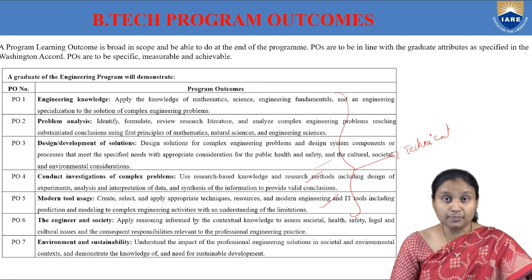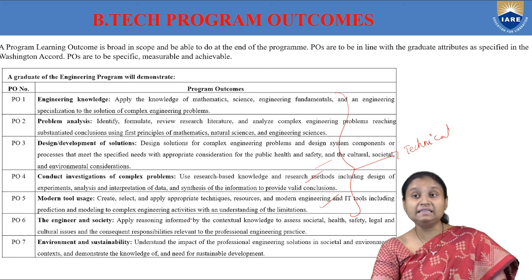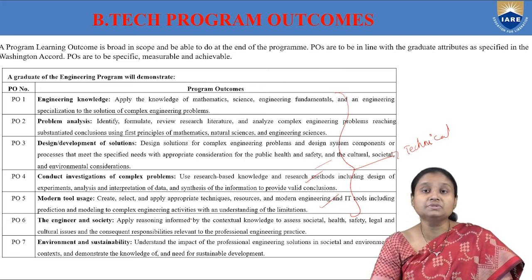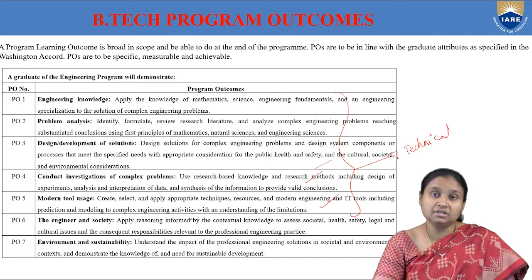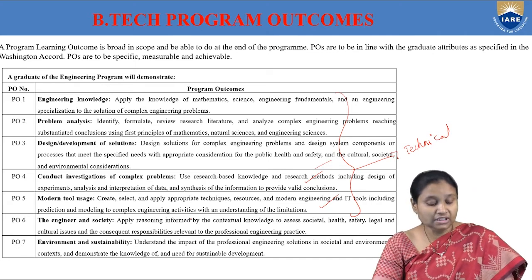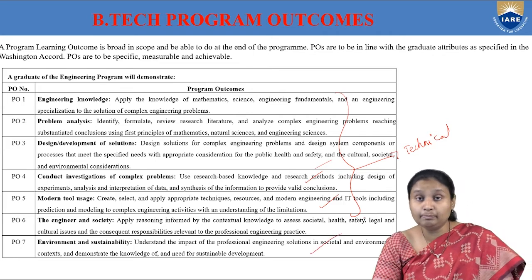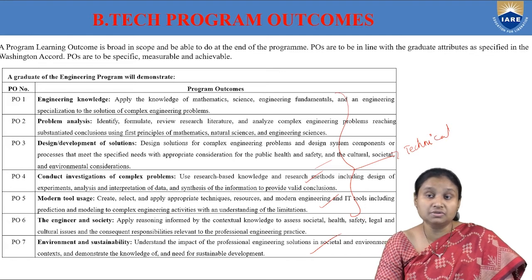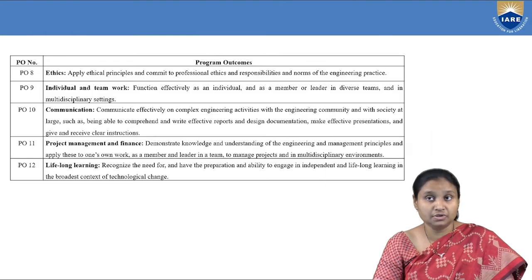So coming to the 6th program outcome, it talks about the engineer and society, where we apply reasoning informed by contextual knowledge to assess societal, health, safety, legal and cultural issues and the consequent responsibilities relevant to professional engineering practice. And then the 7th program outcome is about environment and sustainability, where we understand the impact of professional engineering solutions in societal and environmental contexts and demonstrate the knowledge of and need for sustainable development.